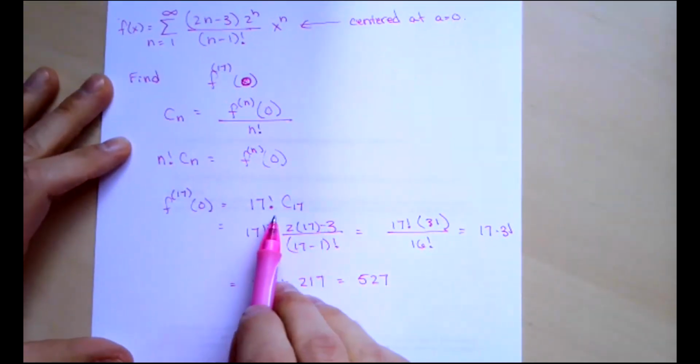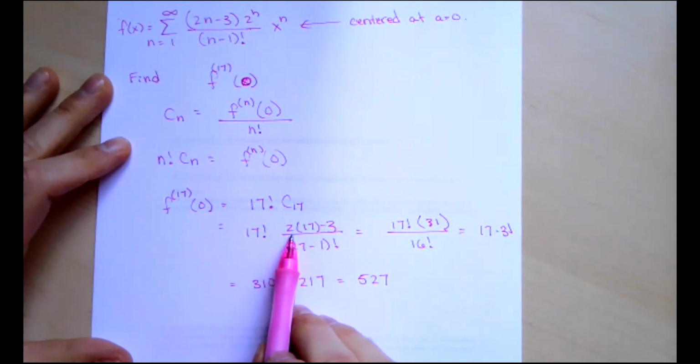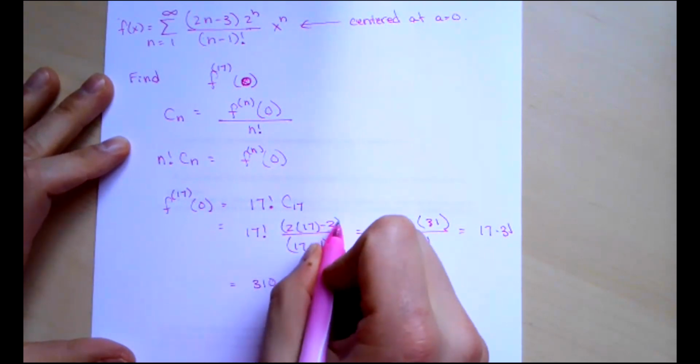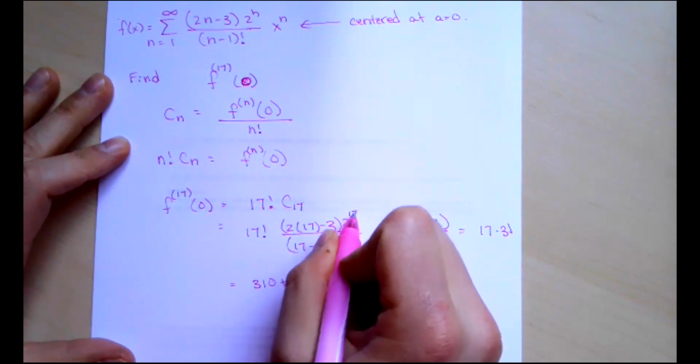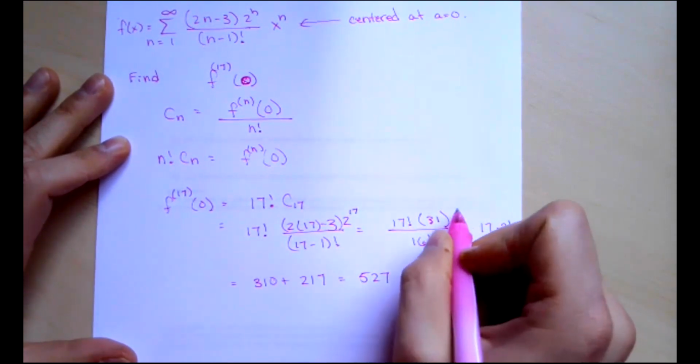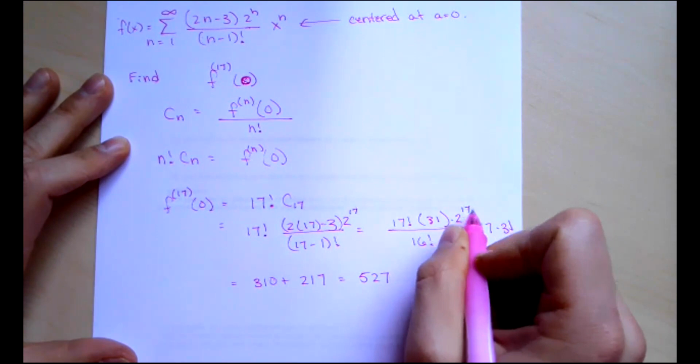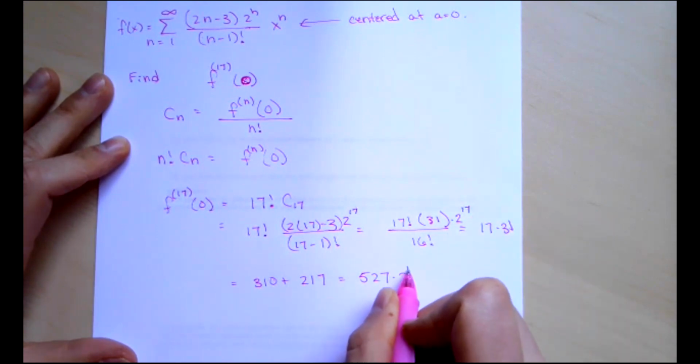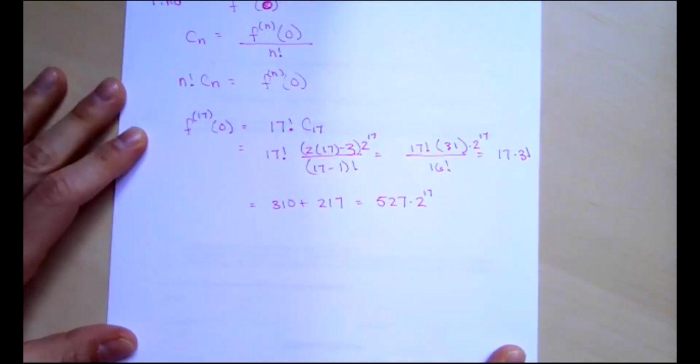So C17, we had 2 times 17 minus 3 times a 2 to the 17. We also need, and 2 to the 17 we can't simplify, so it would just be listed there.